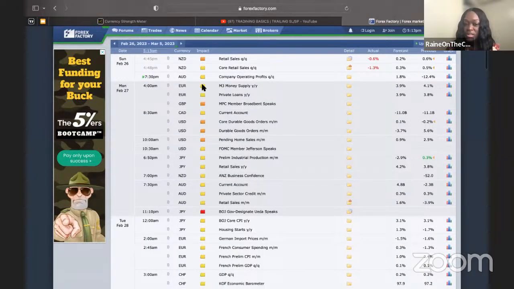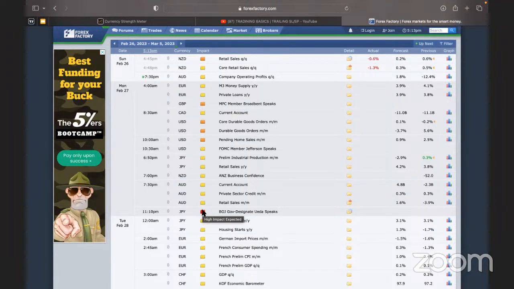Now, the yellow folder is low impact news. The orange folder is medium impact, and the red folder is high impact. Anytime you see a red folder, if you're a scalper like me, you want to just close your computer, turn off the laptop, go play a game on your phone. Just do anything other than trade. Does everybody get that? That's clear for everybody, right? Yes, that's clear. Yes, clear, very clear.